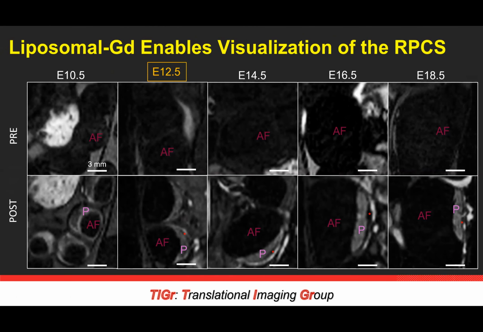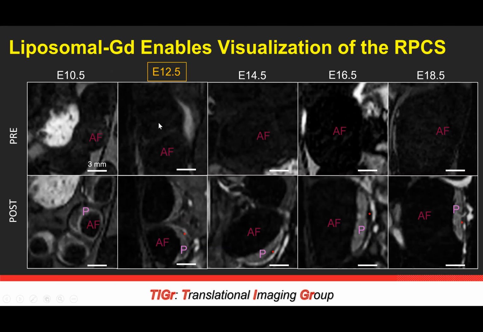Additionally, when actually looking at the retroplacental clear space, we found that the RPCS begins to actually show at day 12 of gestation. At day 10, before then, the placenta is kind of this ball-like structure around the fetal compartment, and it's very difficult to see.